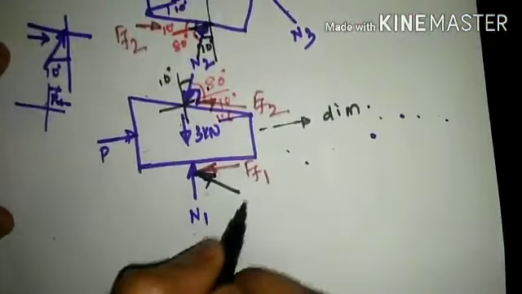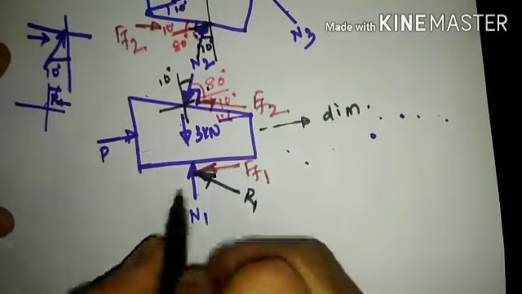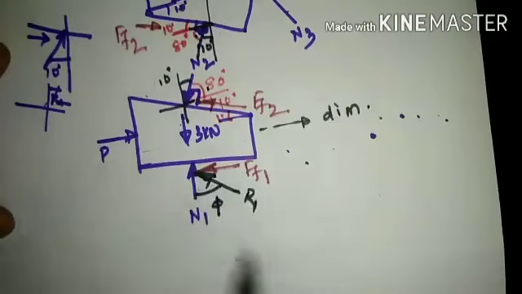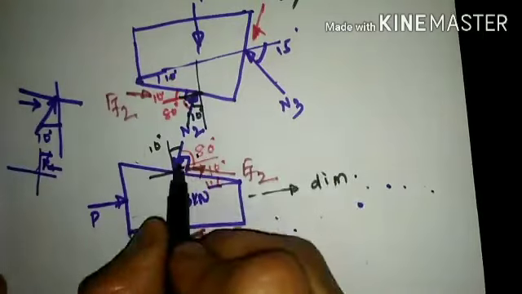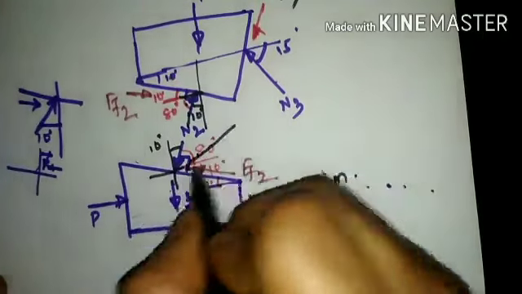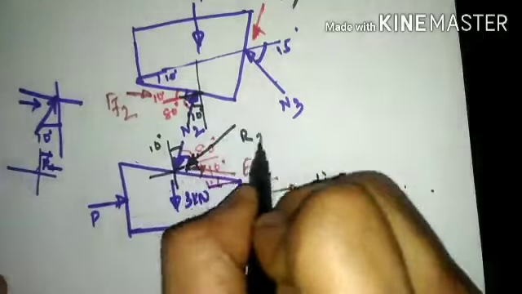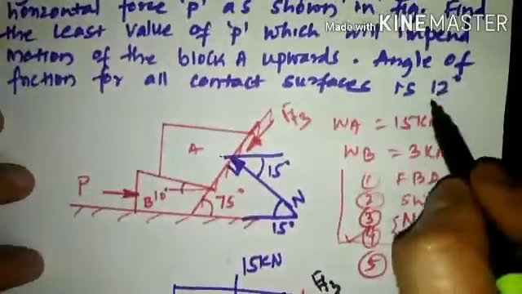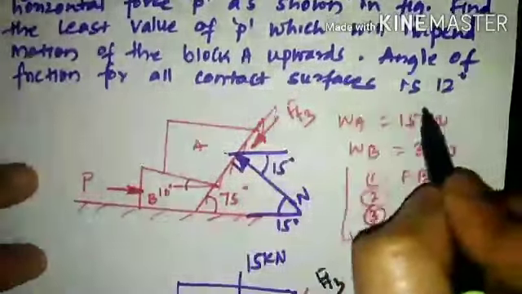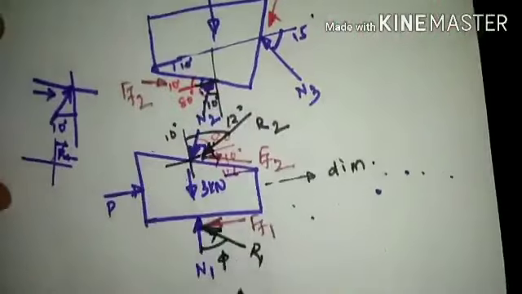Resultant reaction will come here as R1, and this R1 will make an inclination of 5 degrees with respect to the normal reaction. Likewise here, frictional force is upward, normal reaction is inward, and the resultant reaction force will be placed here, which will be called R2. This R2 will make an inclination of 12 degrees, because the angle of friction is mentioned as 12 degrees. So that's why this inclination is also 12 degrees.